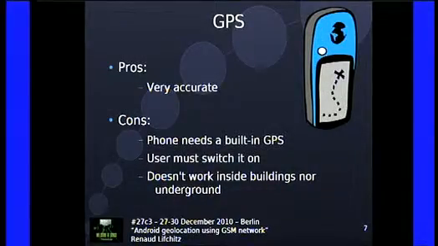To geolocate a phone, you have different ways to do that. You can use the integrated GPS you have on most phones. The GPS is very accurate. You can have a 3 or 4 meter precision with the GPS. But the problem is that you need a GPS in your phone. This is not the case for all phones nowadays. And the user must switch it on. It's not enabled by default because of the battery consumption.